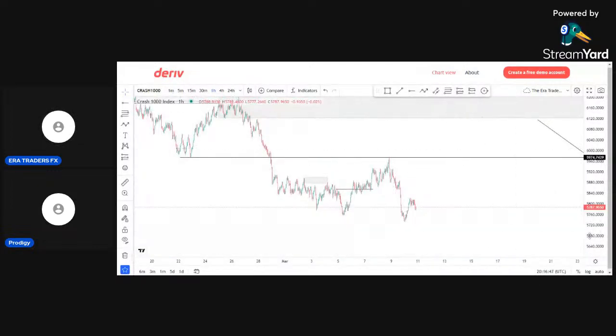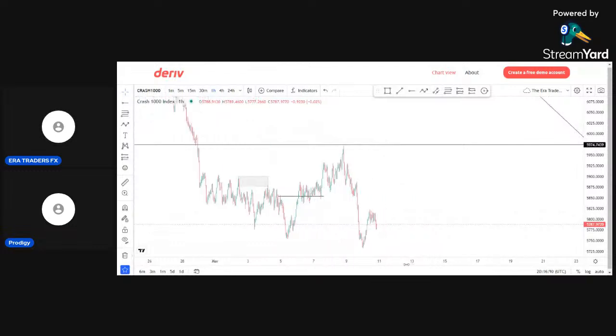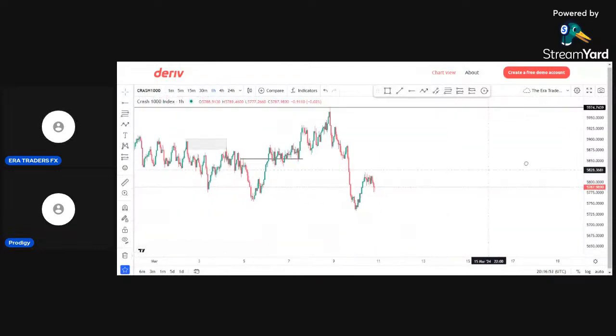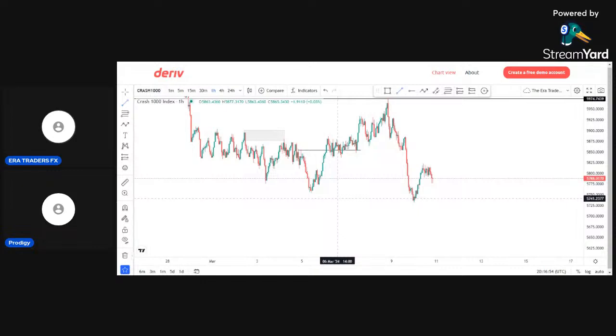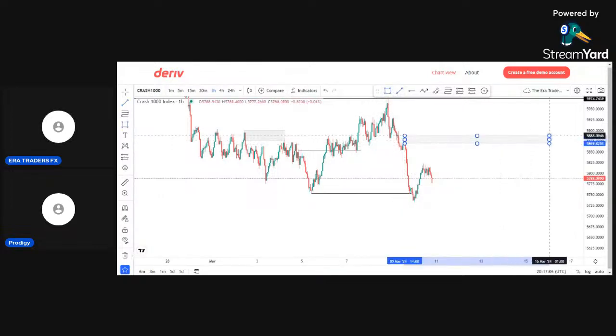So currently, after this break of structure to the down, what are you expecting? You're expecting the market to come into either this zone, or you don't clear the liquidity down there. Either that zone or the one above.